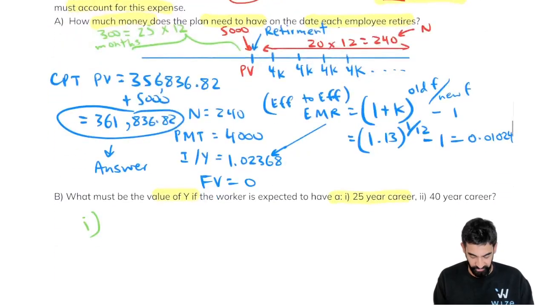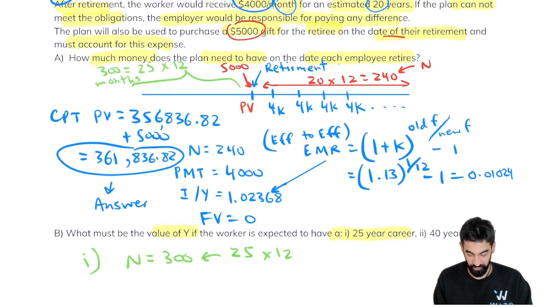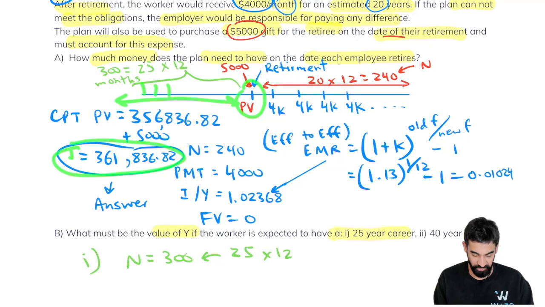So you're going to have to put the N is 300, which we find by doing 25 years times 12 months per year because the payments are monthly. And now what are you putting as this number here, the 361? Is that now your present value or is that your future value? Now that is your future value, right? Because you're looking at the first half of the timeline. So you want to see how much each payment has to be for these 300 months in order for it to be this amount in the future.